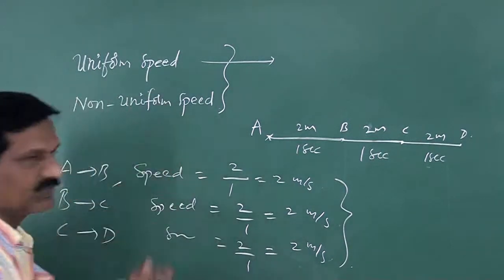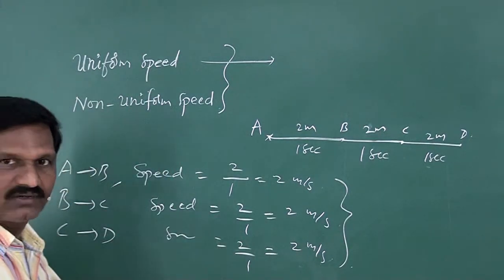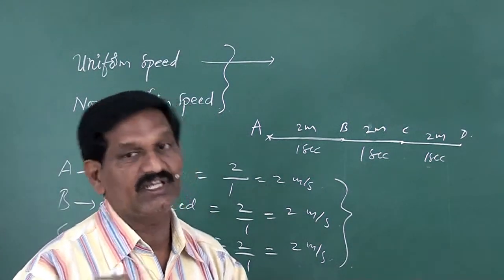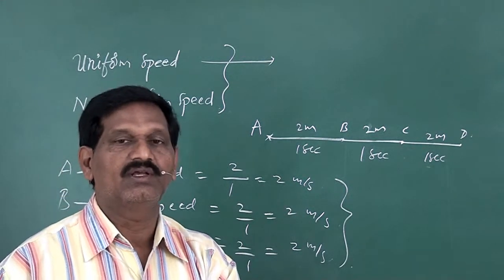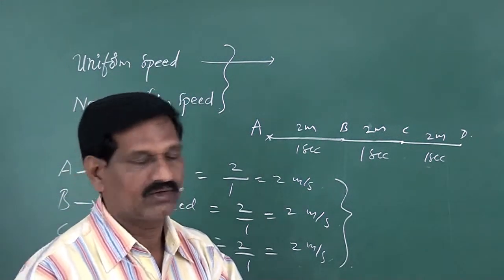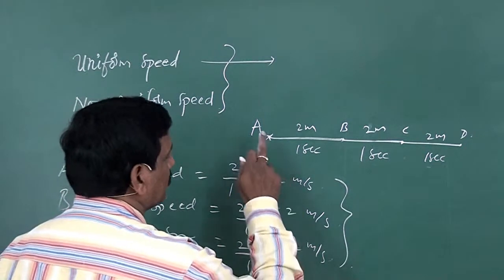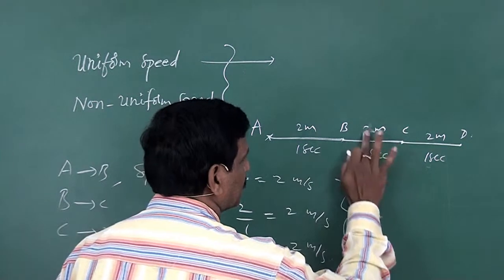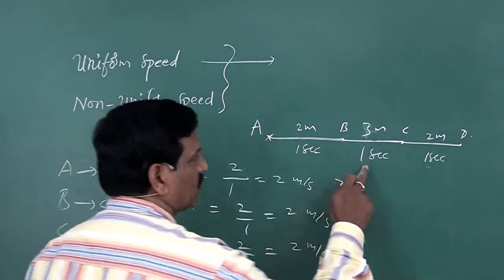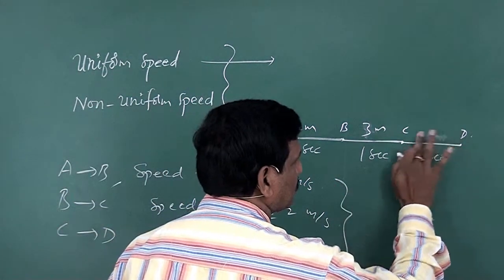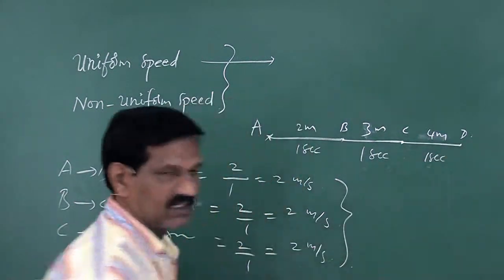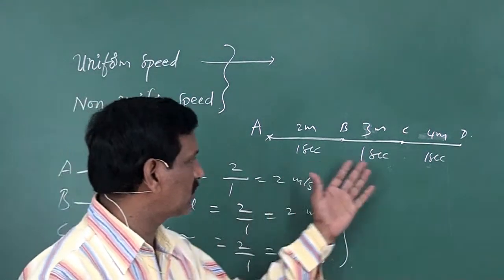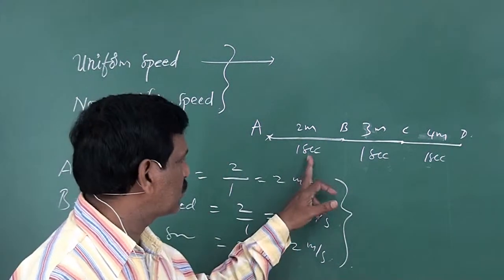Similarly, you have non-uniform speed. What is non-uniform speed? Reverse of this. If the body covers unequal distances in equal intervals of times, then you say that the body moves with non-uniform speed. For example, if the body moves from A to B through 2 meter in 1 second, and from B to C 3 meter in 1 second, and from C to D, say, 4 meter in the third second. That means total time of journey is 3 seconds. Now we divide the total time of journey into 3 equal parts. That is 1 second, 1 second, 1 second.